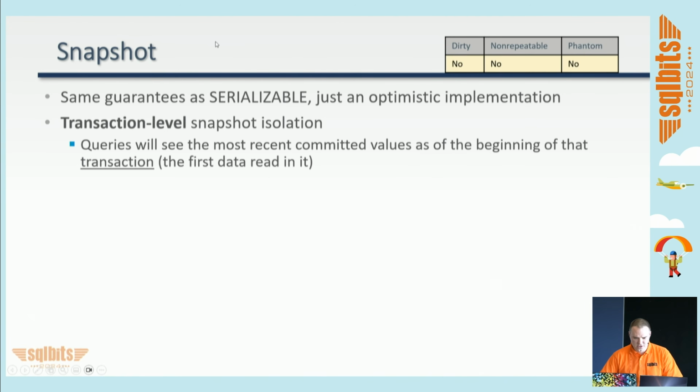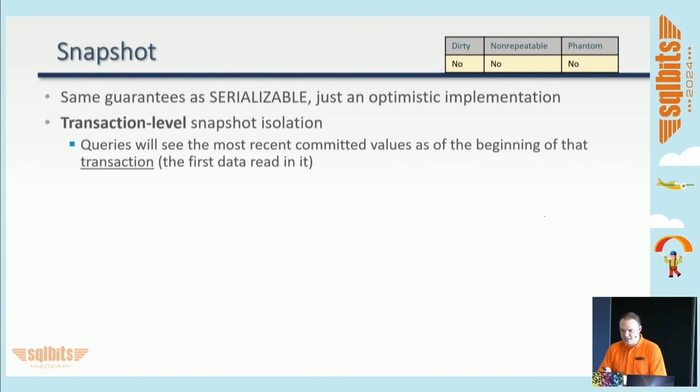All right, so the final isolation level here is called snapshot. And this gives us the same guarantees as the serializable isolation level, but it gives us an optimistic implementation of them. So no dirty reads, no non-repeatable reads, or no phantom reads. Now, read committed snapshot was statement level. This is transaction level snapshot isolation. So a query will see the most recently committed values as of the beginning of its transaction, or the first time that data was read within a transaction. So before we could get different results each time, this time, as long as it's within a transaction, it will see the same thing.